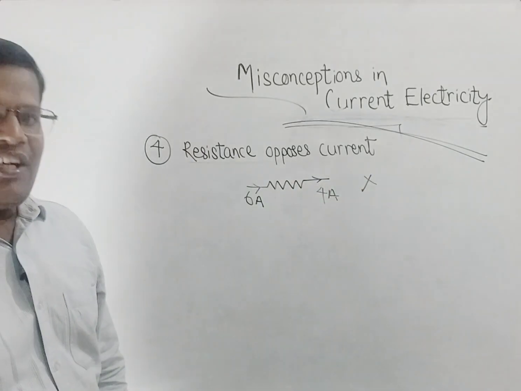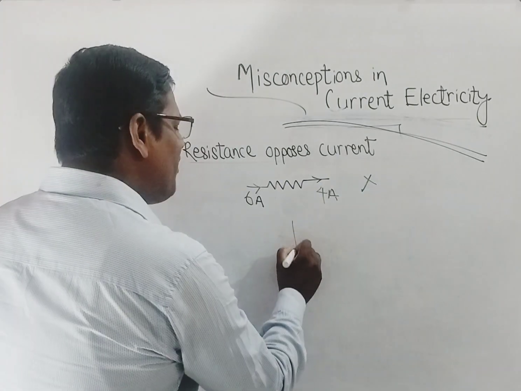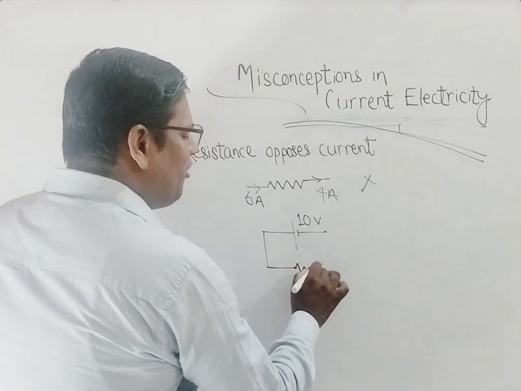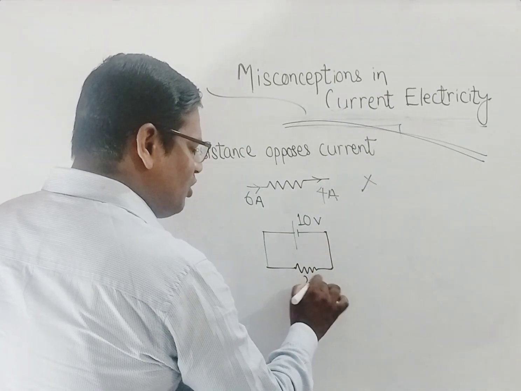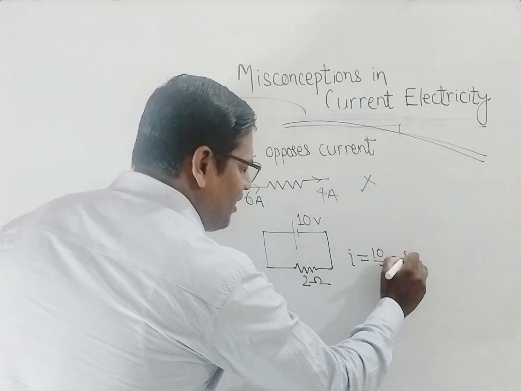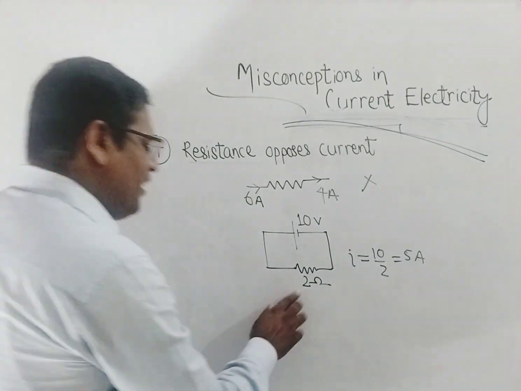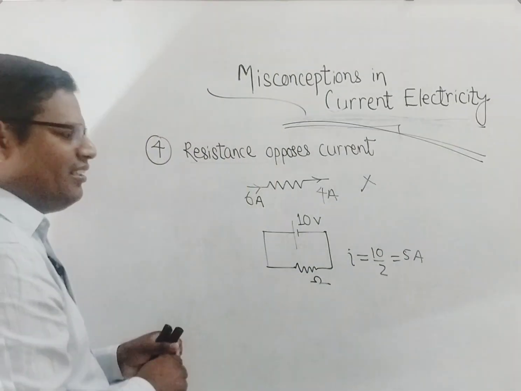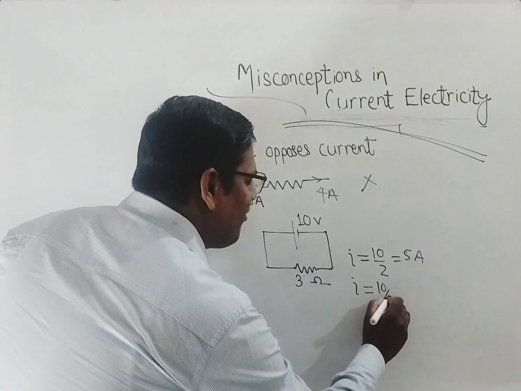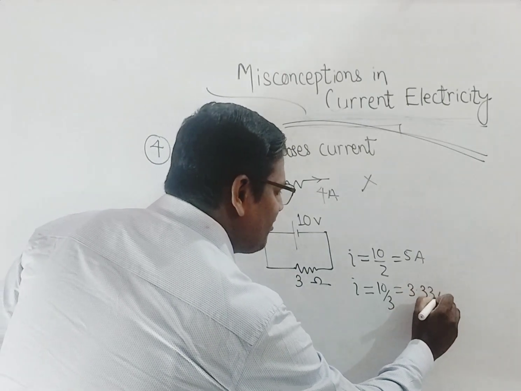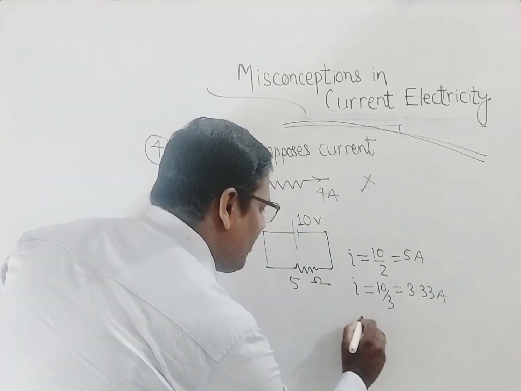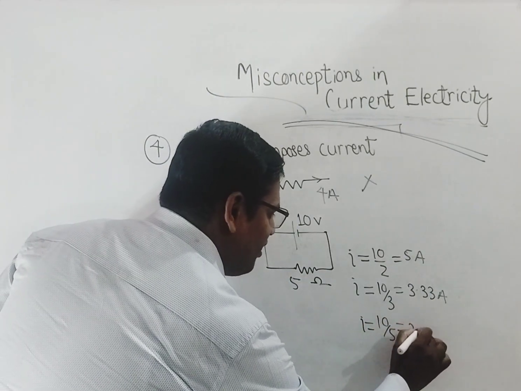Resistance opposes current means, let's say you have a battery, for example 10 volt. Now if you connect it to a resistor of 2 ohm, then the current comes out to be 10 by 2, that is 5 ampere. But if you connect it with a higher resistance, let's say 3 ohm, then the current comes out to be 10 by 3, that is 3.33 ampere. If you connect it to a 5 ohm resistor, then the current comes out to be 10 by 5, that is 2 ampere.